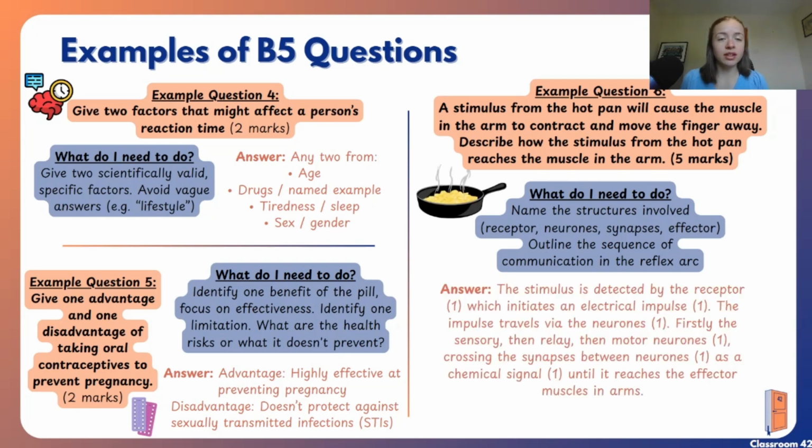So an example answer, and these ones are slightly longer, might be the stimulus is detected by the receptor, 1 mark, which initiates an electrical impulse. And electrical is the key point for that mark there. The impulse travels via the neurons, 1 mark. Firstly the sensory, then relay, then motor neurons, 1 mark. Crossing the synapses between neurons, 1 mark. Synapse, that was for synapses, as a chemical signal. So chemical signal's the key point there, until it reaches the effector muscles in the arms. So that's outlining those sequences from stimulus to muscles in the arm.